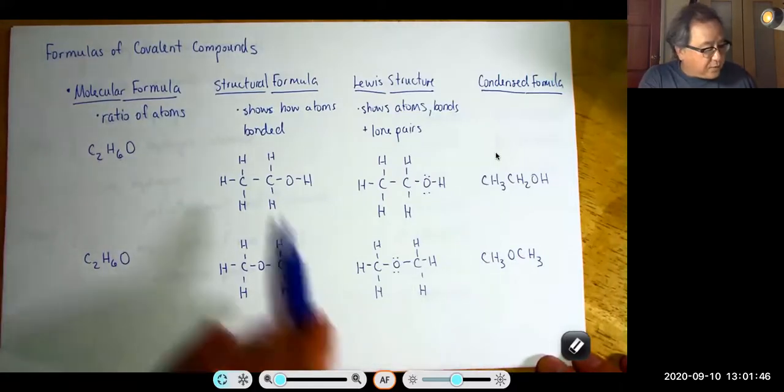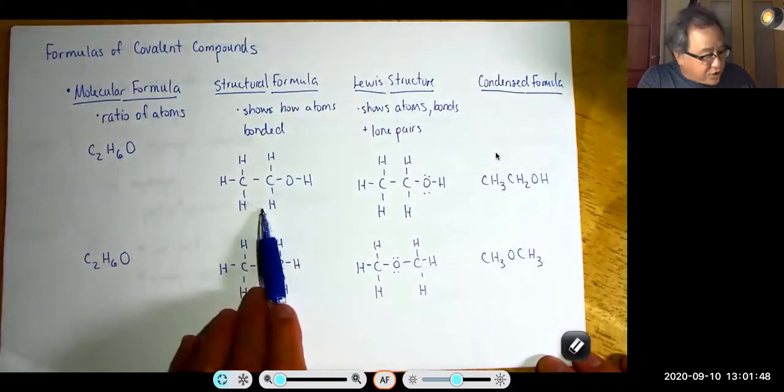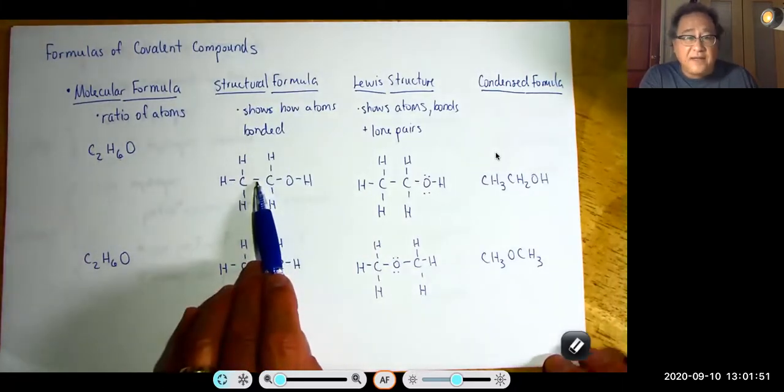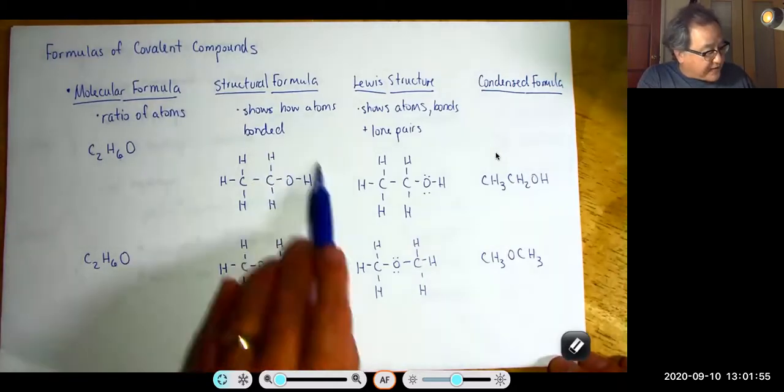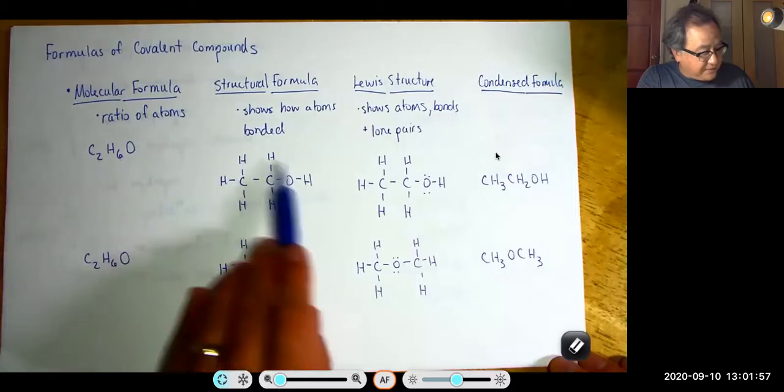Now, the structural formula shows how the atoms are bonded. Each one of these lines represents a covalent bond with 2 electrons in it. So this shows how all of these atoms here are combined together.